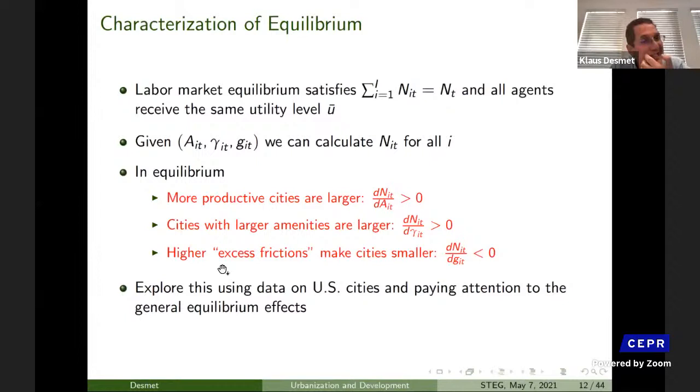And so what we will do now is I will show you very briefly how we get data on this triplet for all metropolitan areas in the US, and then I can show you what we do in terms of the exercise, and then I will show you what we do for China. The comparison between the two will be, I hope, quite interesting. Okay, are there any questions on the model part?